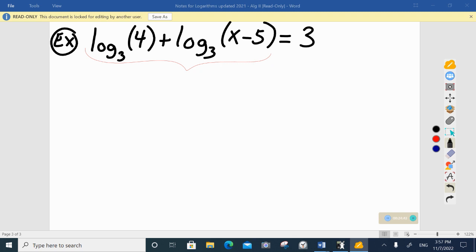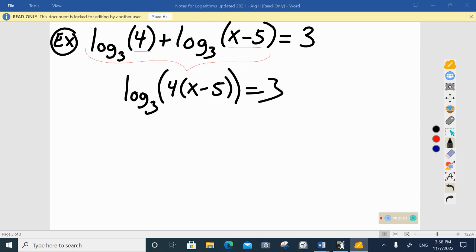All right, so log base 3 plus a log base 3, that's the product property. So we're going to have log base 3 of 4, what's inside here, times what's inside here. So that's 4 times a binomial. So you're going to have to use the distributive property. So inside that parentheses, we need to distribute the 4. So I have log base 3 of 4 times x is 4x. 4 times negative 5 is negative 20, equals 3. So I just went from 2 logs down to 1 log.